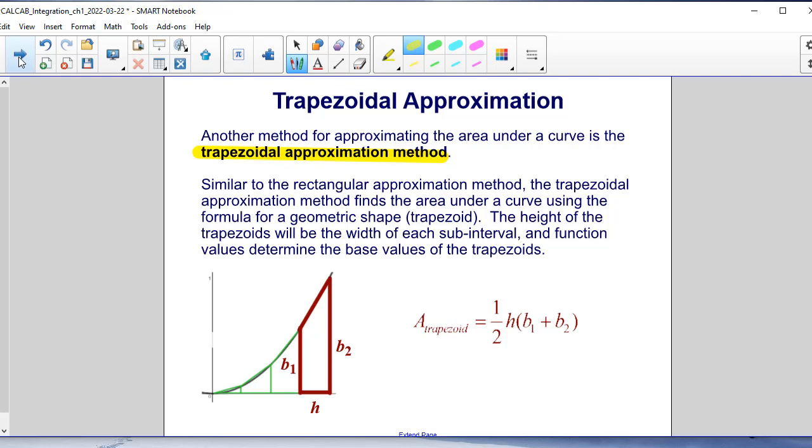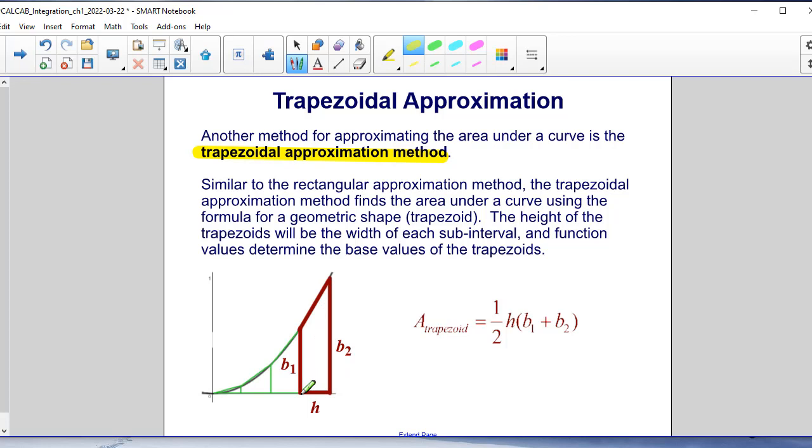The height of the trapezoids will be the width of each subinterval, and the function values determine the base values of the trapezoids. You may recall that the area of a trapezoid is 1/2 times the height times the sum of the bases, and the bases are the parallel sides. The interval width will be the height of the trapezoid, and the heights of the two parallel sides will be f of whatever the values are.